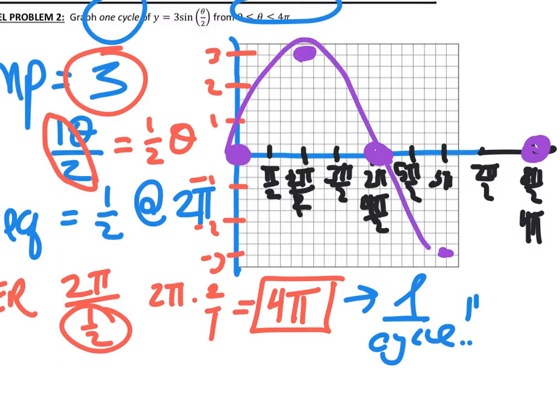And then we'll make our nice smooth curve, and we'll say, did I do it correct? Do I have half a cycle at 2 pi? Well, here's 2 pi. Do I only see half the cycle? Check, that's correct. Do I see one full cycle at 4 pi? That's correct. So we know we did it.